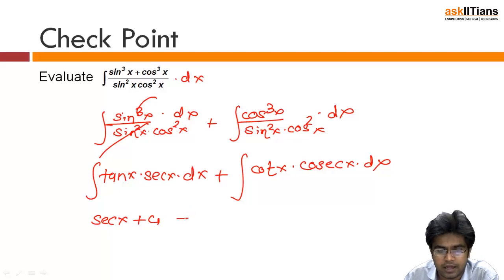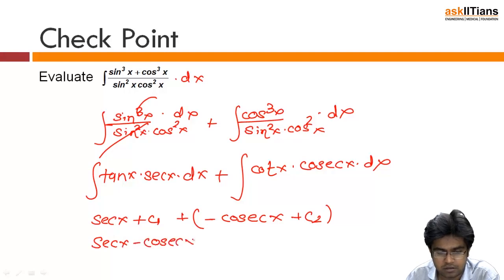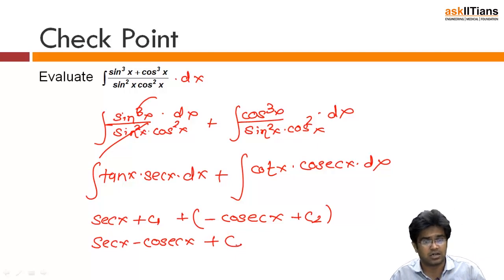Okay, and then what is this? Integration of cot x and cosec x. What is the d by dx of cosec x? D by dx of cosec x is minus cosec x cot x. So integration of cot x into cosec x will be minus cosec x. Let's say plus c2. So my final answer is sec x minus cosec x, and c1 and c2 I am going to write as some other constant, let's say capital C. It's important that you must combine all the constants and represent them as a single constant.